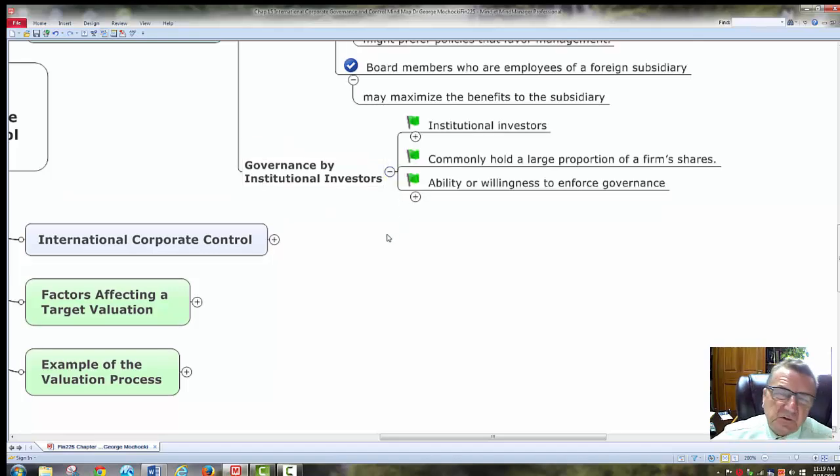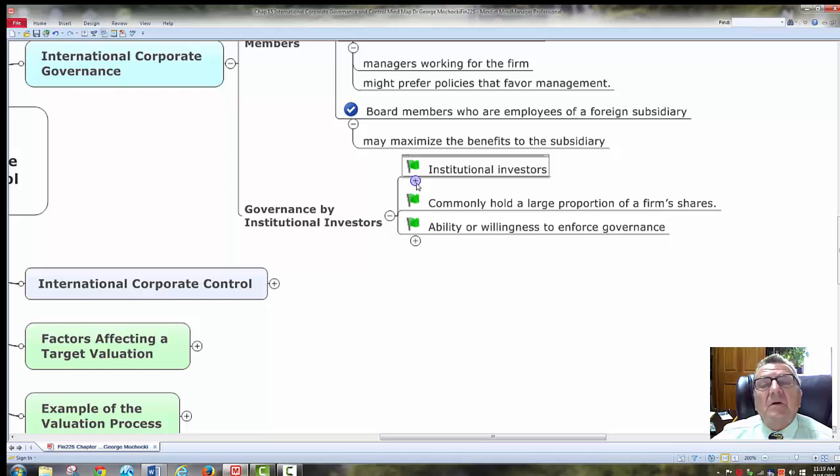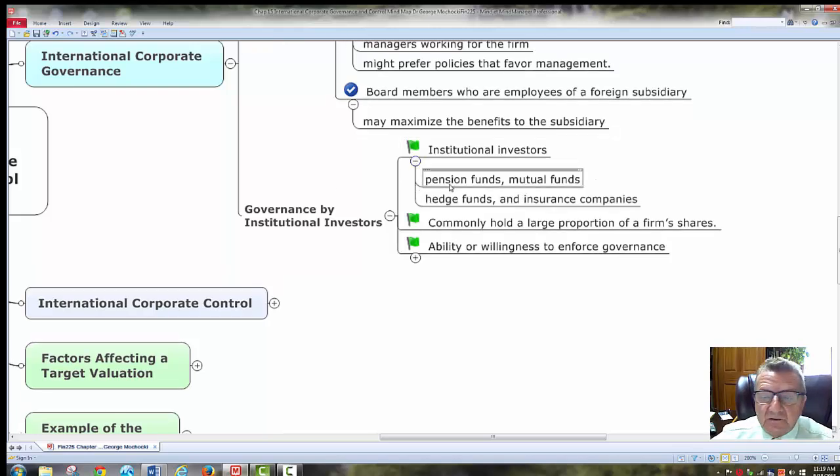Okay, governance by institutional investors. Now, who are institutional investors? They're pension funds, mutual funds, index funds, hedge funds, insurance companies. They buy a lot of the shares, and they buy from different companies, so they have that input. You have a lot of small investors, but you have the large ones, which buy by block, for lack of a better word. We'll talk a little bit later, but they're institutional investors.